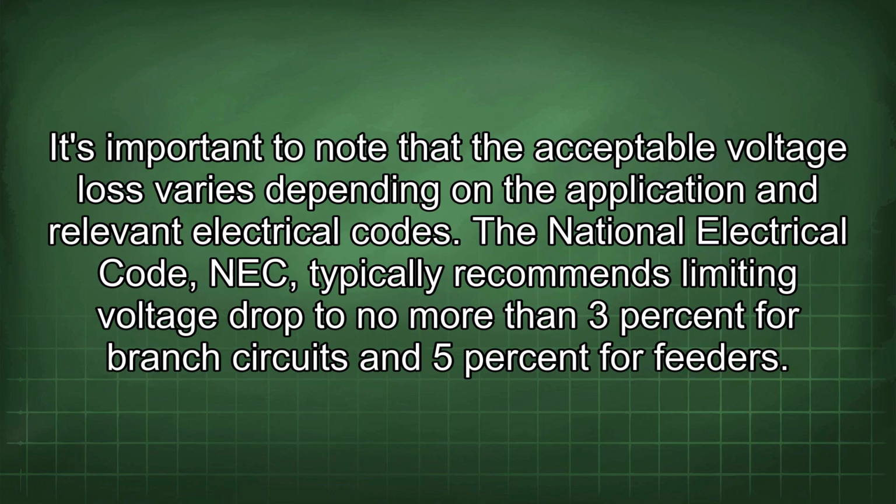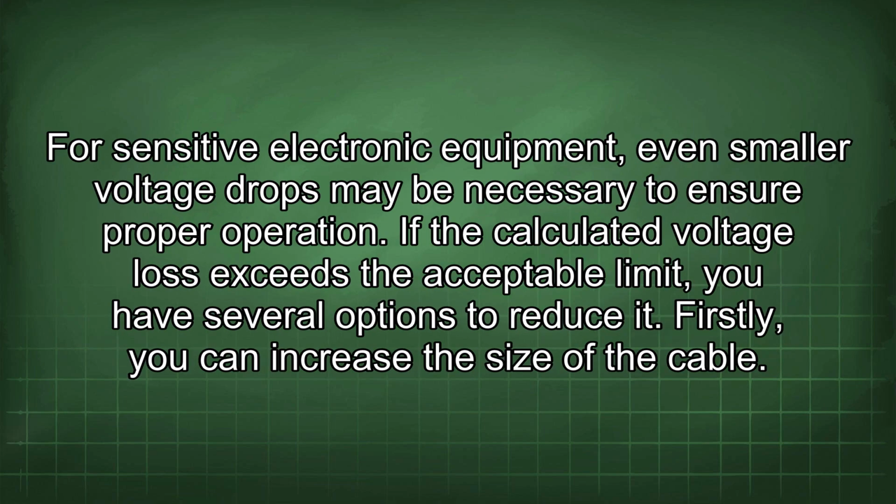It's important to note that the acceptable voltage loss varies depending on the application and relevant electrical codes. The National Electrical Code (NEC) typically recommends limiting voltage drop to no more than 3% for branch circuits and 5% for feeders. For sensitive electronic equipment, even smaller voltage drops may be necessary to ensure proper operation. If the calculated voltage loss exceeds the acceptable limit, you have several options to reduce it.